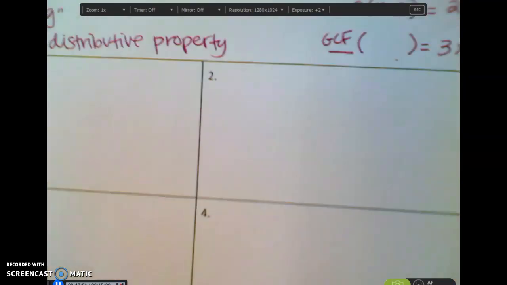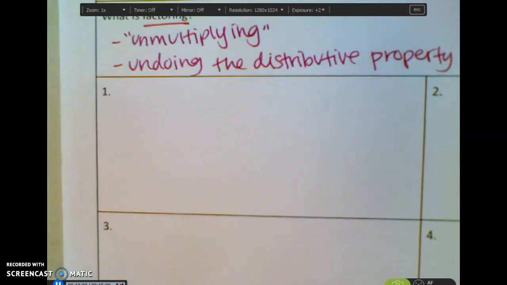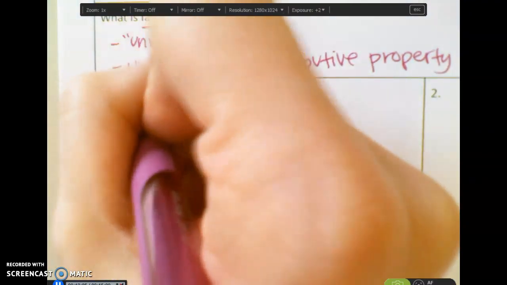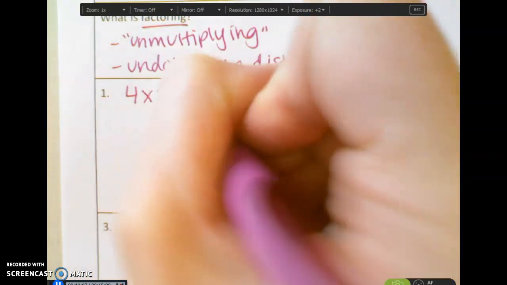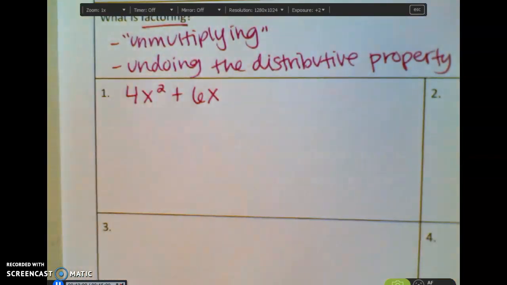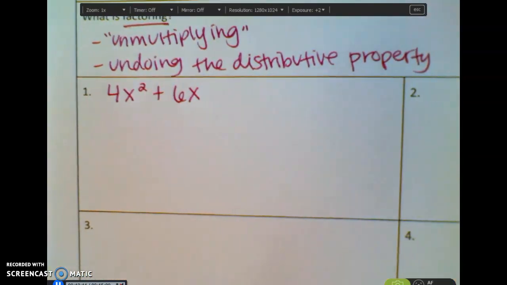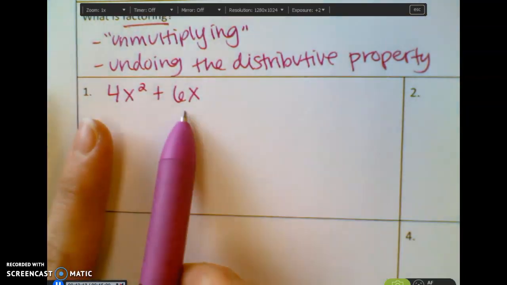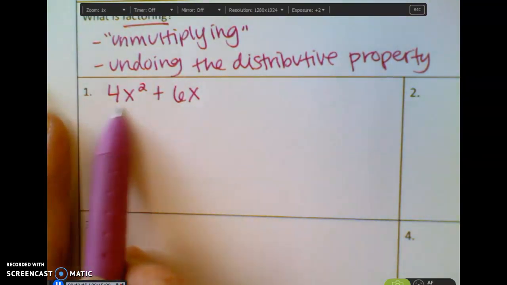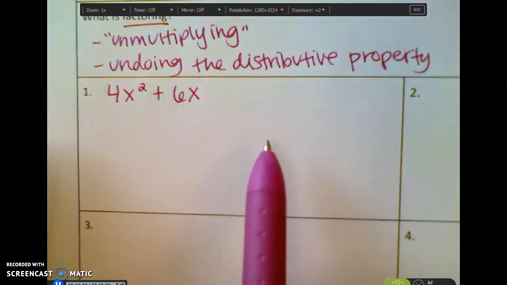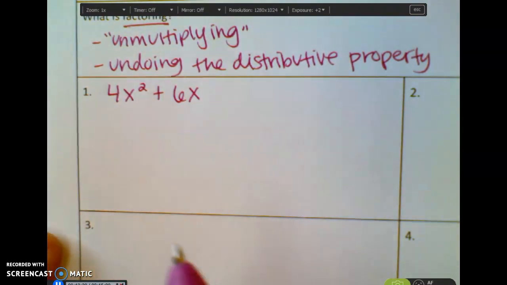So let's start with an example. Number 1, we are going to look at 4x squared plus 6x. We want to factor this. So first thing we always look for is the GCF. Well, to find the GCF, we can start with our factor tree, or you can list the factors. I'm going to use factor tree on this one.